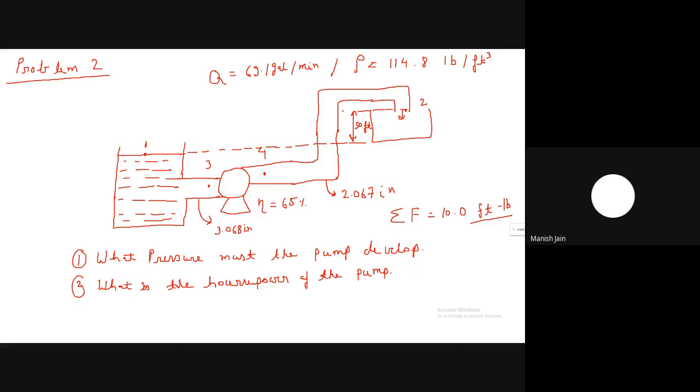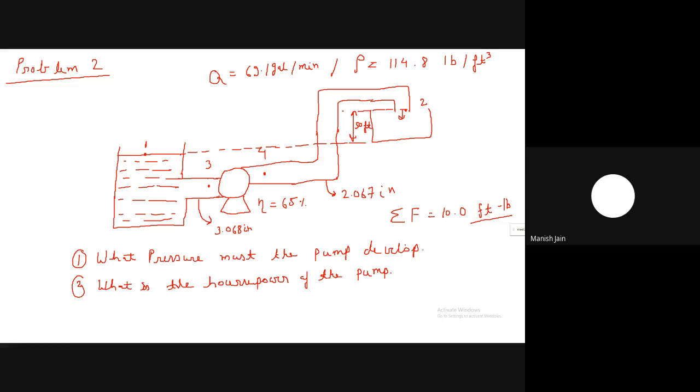So these two are the basic questions. This is called a design problem. You have the simulated data. You have to pump 69.1 gallons per minute of fluid, which has a density of 114.8 lb, from one point to the other point. The pipelines are given. Pipelines are selected generally based on the velocity that I have explained to you before.